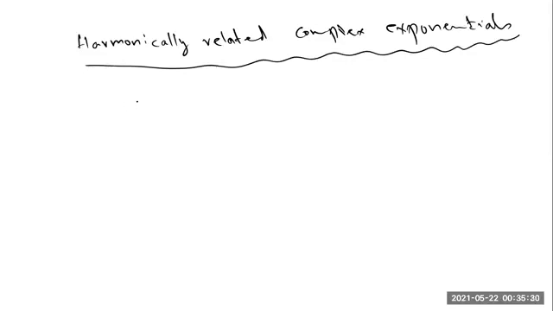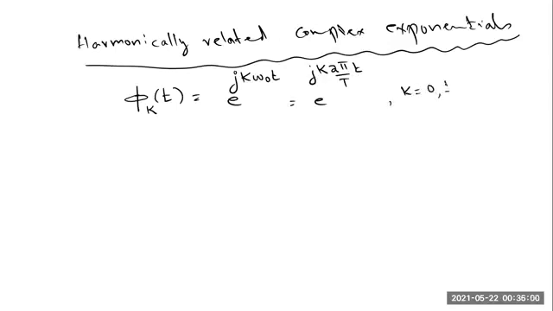And what was the mathematical representation for such a set of signals? I use this notation, phi sub k equal to e to the power j k omega naught t. Or if you want to represent this expression in terms of the fundamental period, you can replace omega naught by 2 pi by capital T. And this k is an integer, so we have 0, plus minus 1, plus minus 2, plus minus 3, and so on.